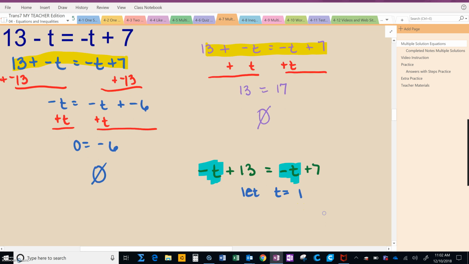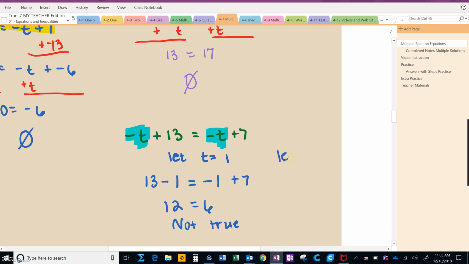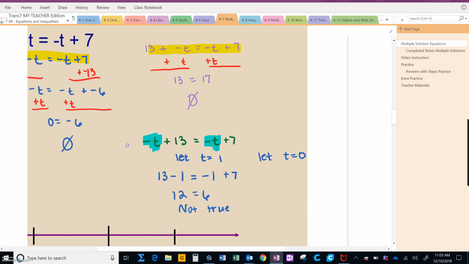Nice, easy example. If we let t equal 1 and put that in the place of t, we'd get 13 minus 1 equals negative 1 plus 7. 13 minus 1 is 12. Negative 1 plus 7 is 6. So that's not a true statement, so t cannot be 1. Now I'm going to let t equal 0. If I put that in the place of t in my equation, I end up with 13 minus 0 equaling 0 plus 7, or 13 equaling 7. That's not true.